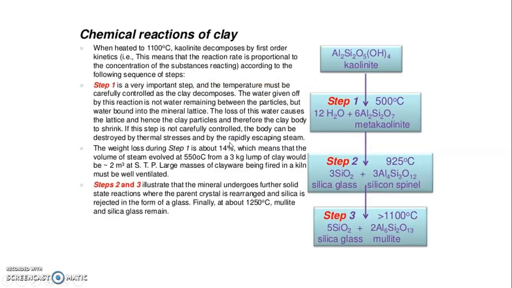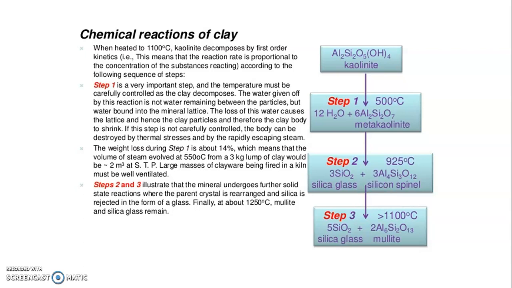Then the continuation of the manufacturing process of ceramics. Then the chemical reaction of clay. Here you can see this. The clear flow chart will be given. Okay. When heated to 1100 degrees Celsius, kaolinite decomposes by first order kinetics.